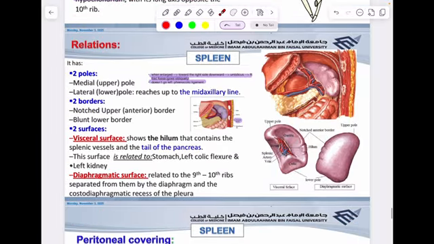بالنسبة للrelations, we have two poles, two borders, a notched upper anterior border, وبعدين the lower border is blunt. We have two surfaces, the visceral and diaphragmatic surface. The visceral surface is going to have the hilum that has the vessels, as well as the tail of the pancreas, as we mentioned, and the surface is related to the stomach, left colic flexure, and the left kidney. The diaphragmatic surface is going to be related to the 9th and 10th ribs.